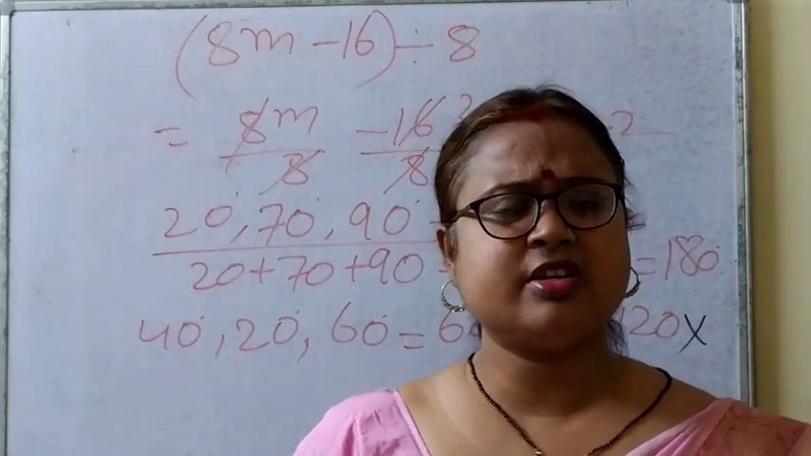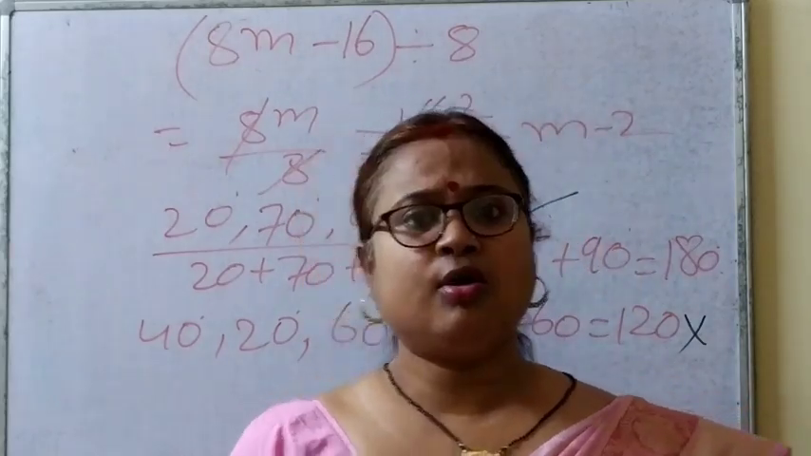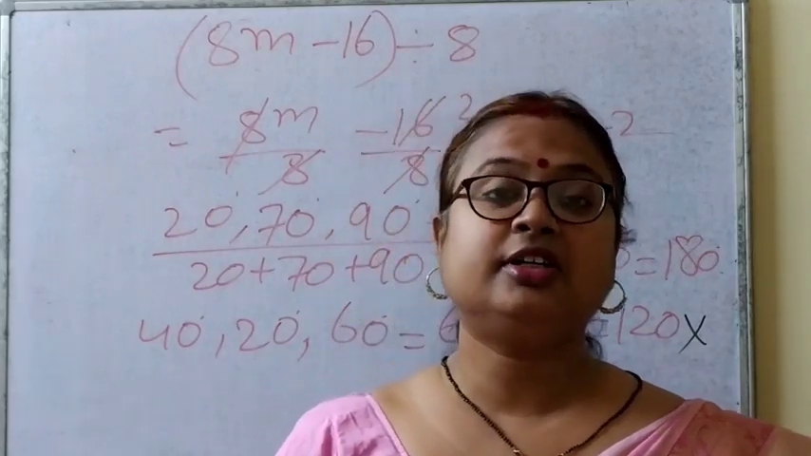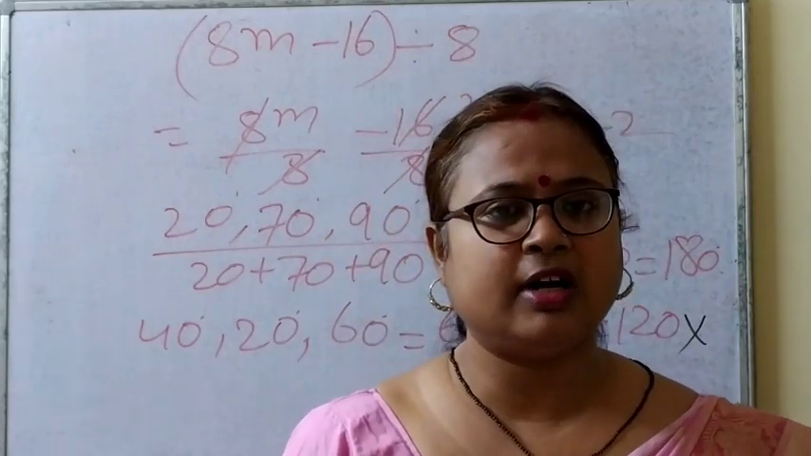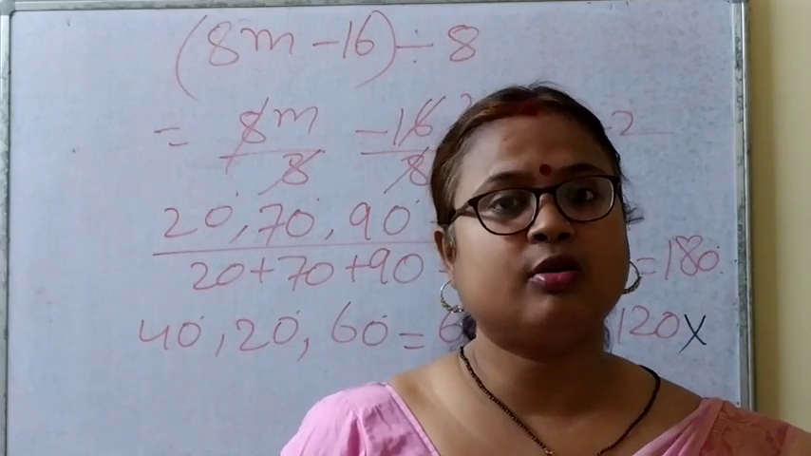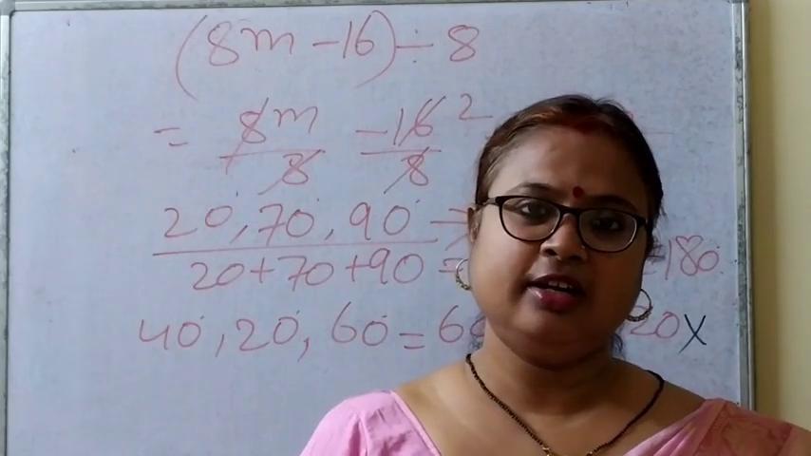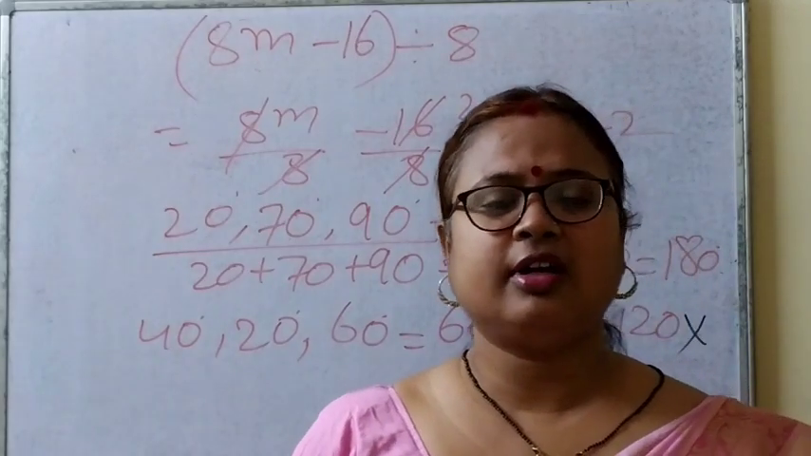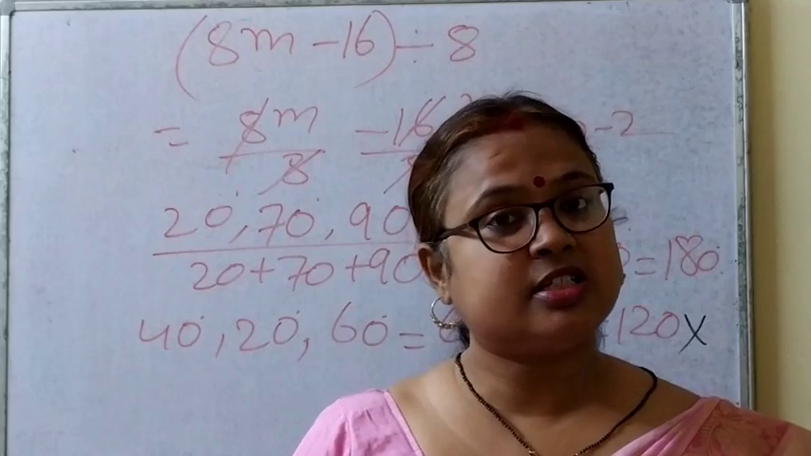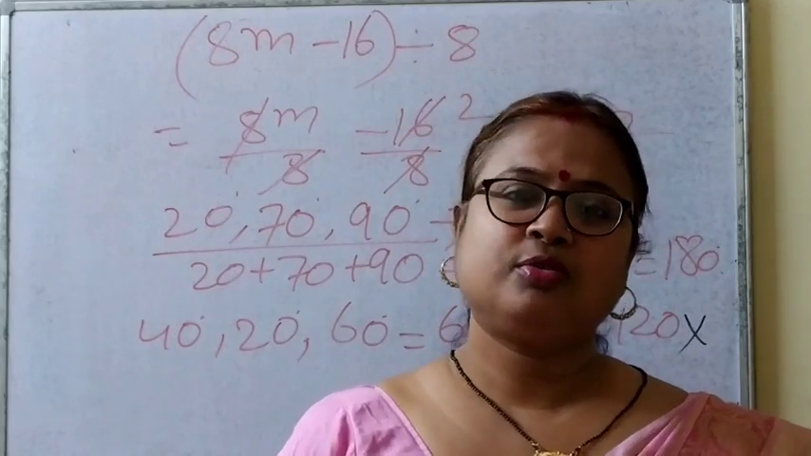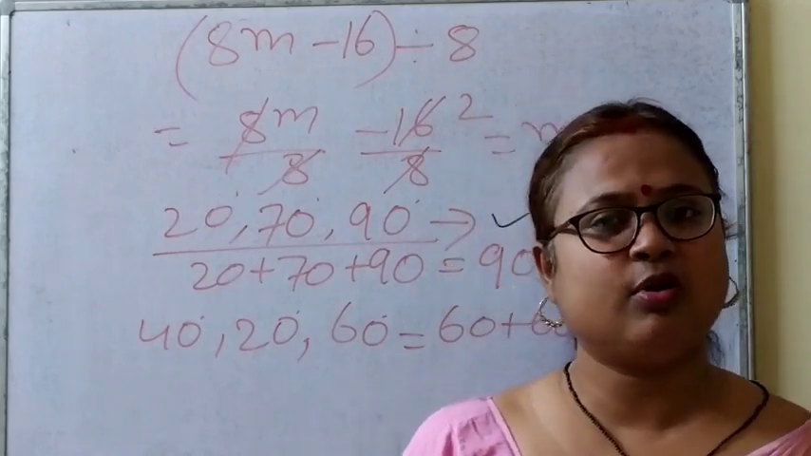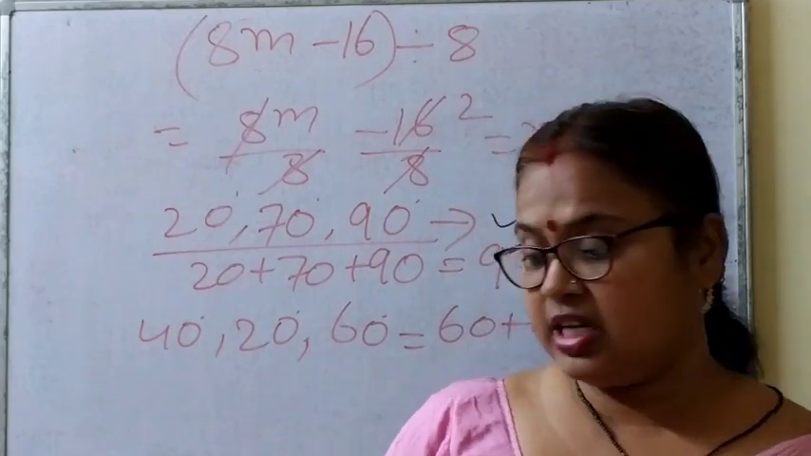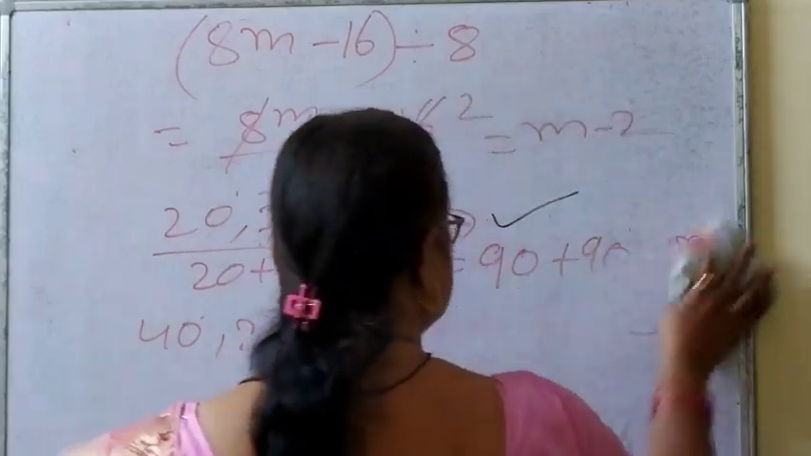Same way, if it is asked that two angles of a triangle are the same and the third angle is 60 degrees, what will be the value of the equal angles? Of course 60 degrees, because let the value of the equal angles be x. Then x plus x plus 60 is equal to 180 degrees. So of course the value of x you will get is 60 degrees. Clear?